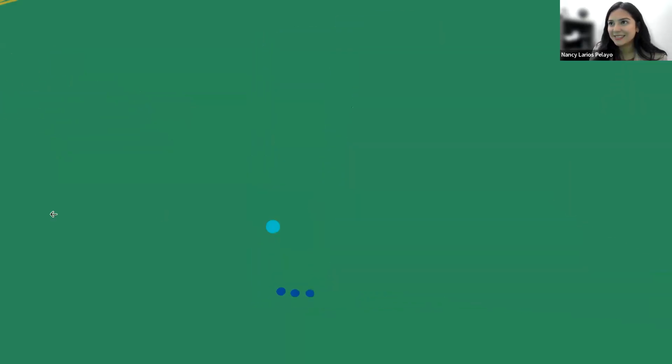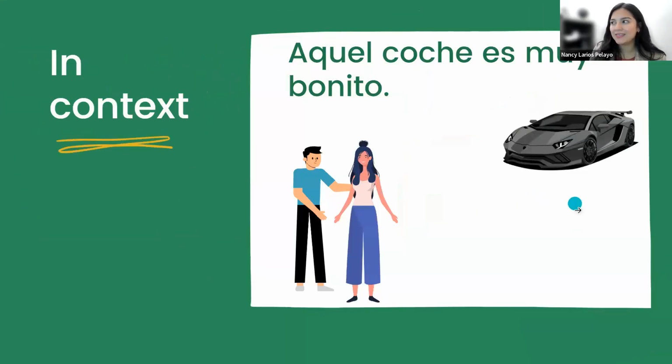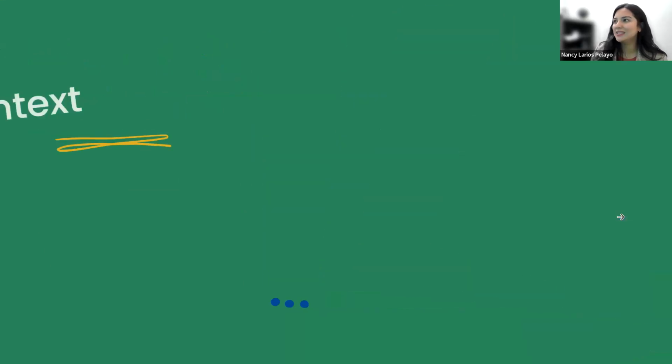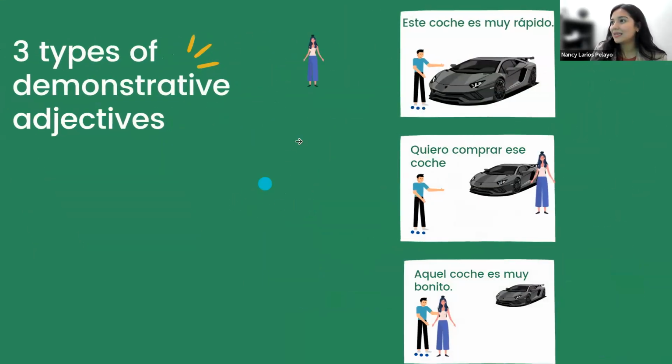What did you notice? ¿Qué viste? Aquel coche es muy bonito. So we see that the place of the listener changes, okay? Este coche es muy rápido. So the speaker is close to the noun, right? It's close to the object. He's saying this car es muy rápido. It's so fast. See? And she's the listener. She's not close. She's not nearby the object. Este coche es muy rápido, right?